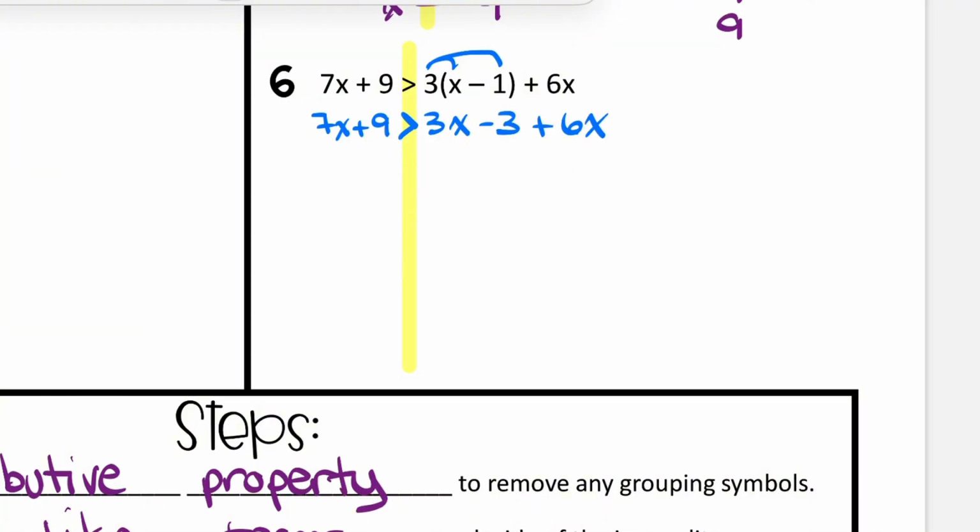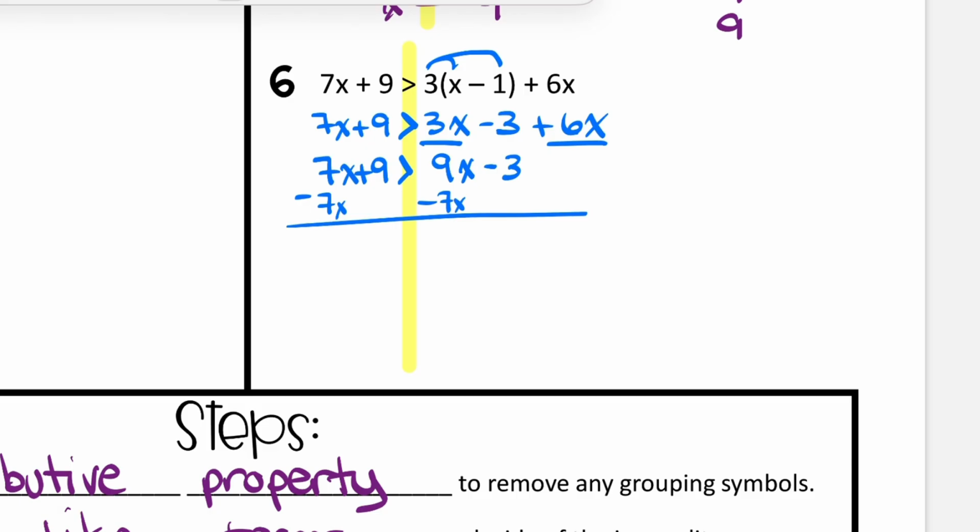I need to combine some like terms on the right side. I have a 3x and a plus 6x. That gives me 9x take away 3. On the left, I have 7x plus 9, and the inequality comes straight down. I always like to subtract the smaller number from the bigger number, so I'm going to subtract 7x from both sides. You do not have to, it just makes me not have to deal with negatives.